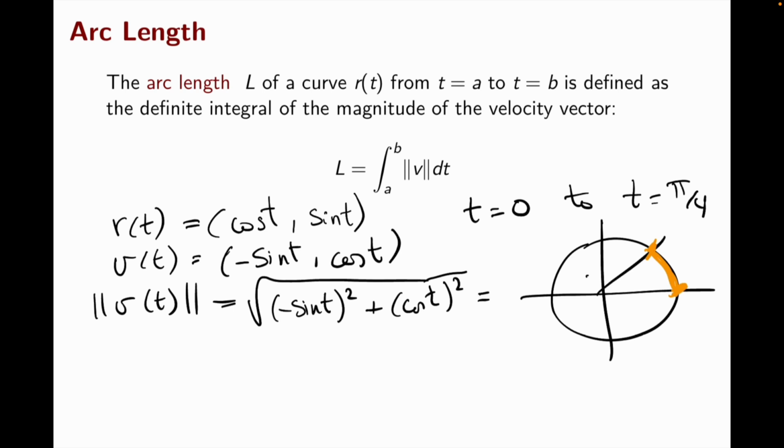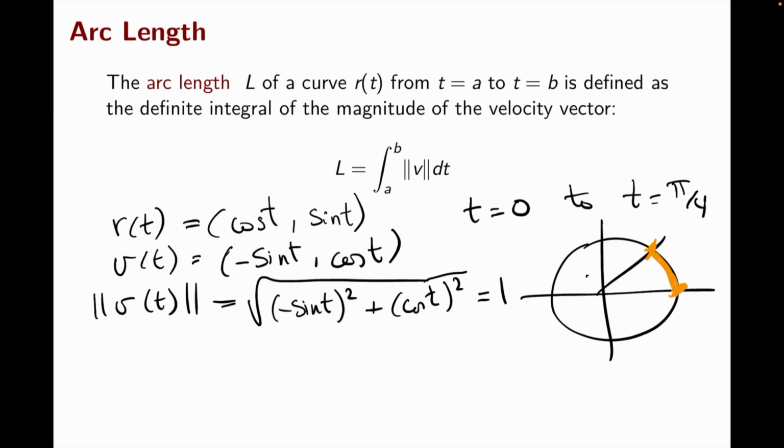The square root of 1 is 1. So in this case the velocity is a constant vector. I mean, in this case it's equal to 1. That doesn't depend on t. In general, the norm of the velocity will depend on t. But in the particular case of the circle, the velocity is constant.